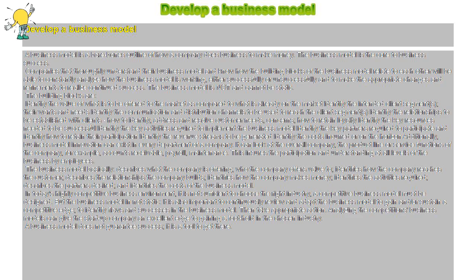Analyzing the competition's business models can give the startup company an excellent edge to gaining a foothold in the chosen industry. A business model does not guarantee success. It is a tool to get there.